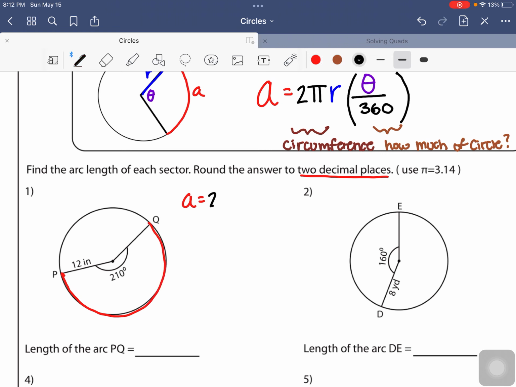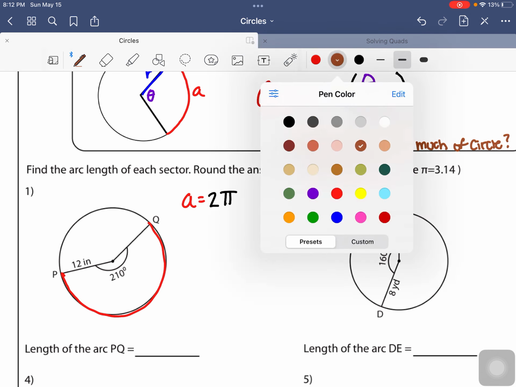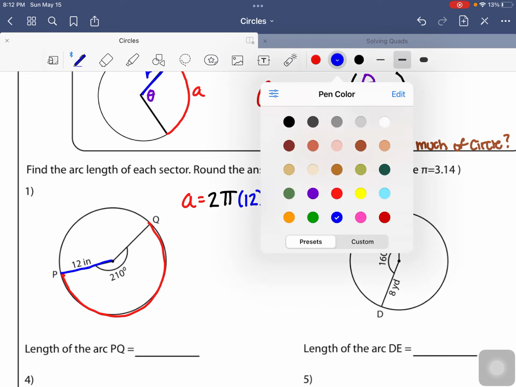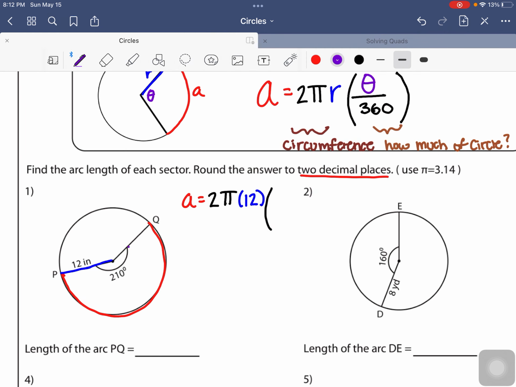So it's going to be 2 times pi times r. So what is our r here? What's our radius? Well, there goes this lovely number 12. So 12, and I'm going to put in parentheses. And then we're going to multiply it by how much the degree is in terms of our whole circle. So I'm going to use purple. I'm looking at 210 degrees, 210, and I'm dividing it by 360.